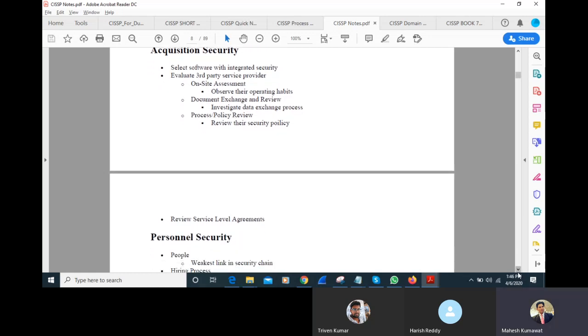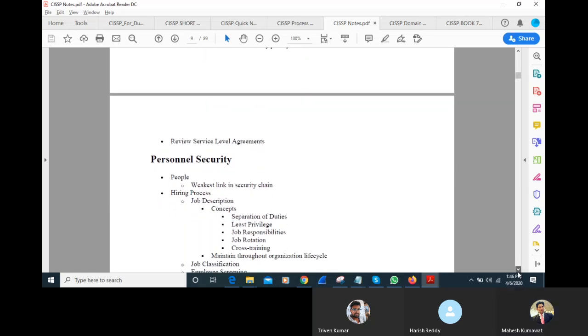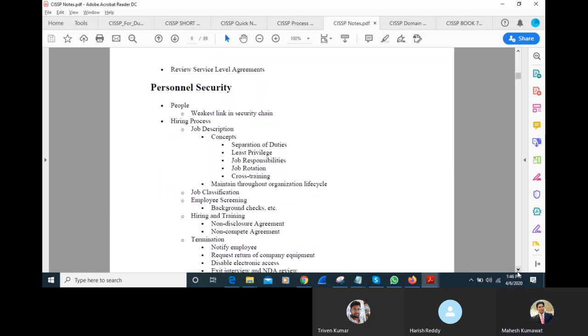Review service level agreements for third-party vendors only. So personnel security: people are the weakest link in the security chain, as you already know.